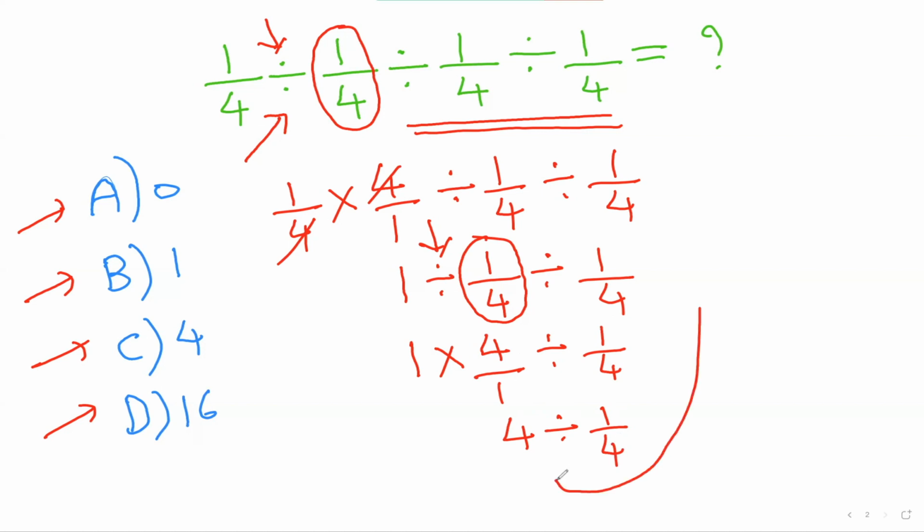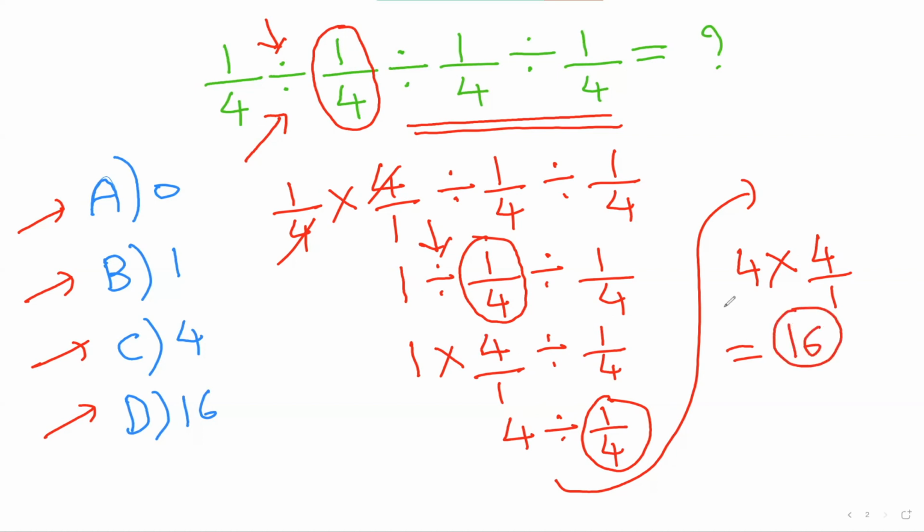Now I'll be doing my workings here. So now the last divided by, if I change into times, so 4 times 1/4, I'm going to flip, which will become 4/1, and 4 times 4/1, which is 16. So 16 is my final answer.